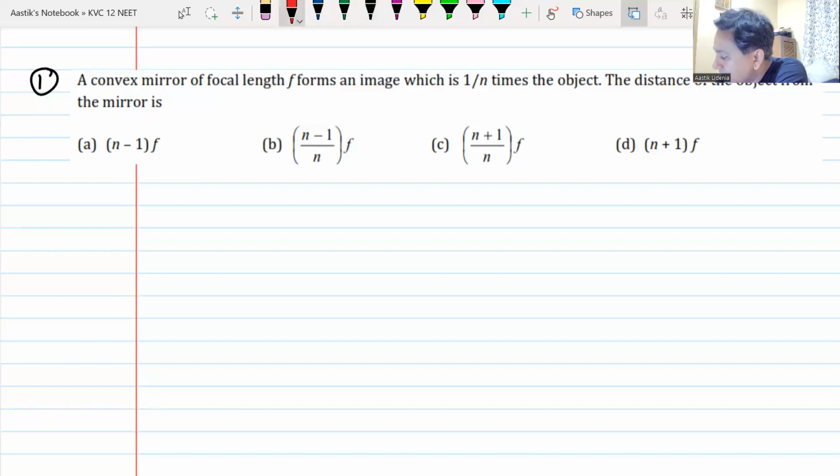So you have to find the distance of the object from the mirror. That means you have to calculate u. Yes or no? The focal length of the mirror is given as f.